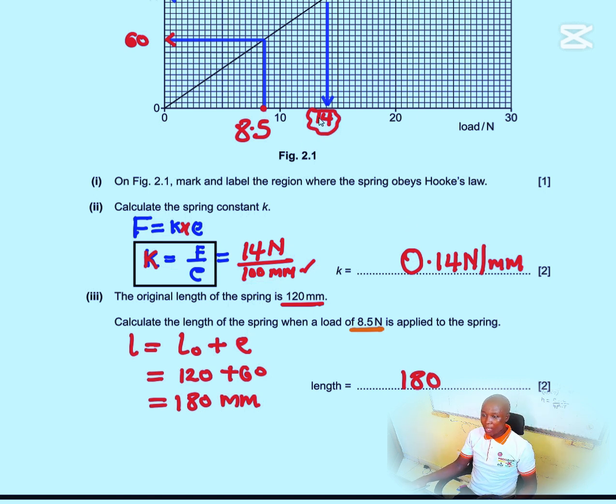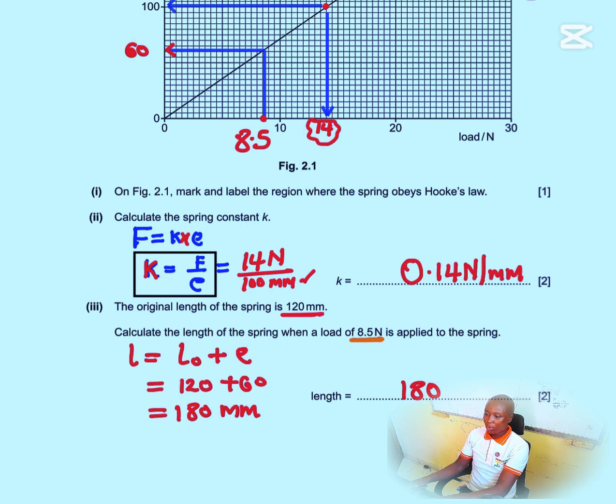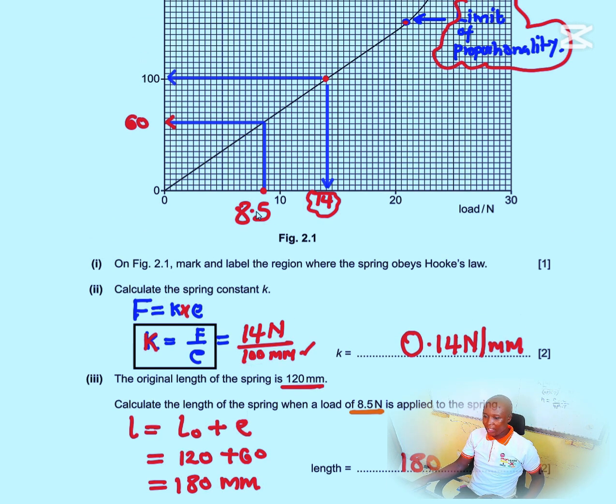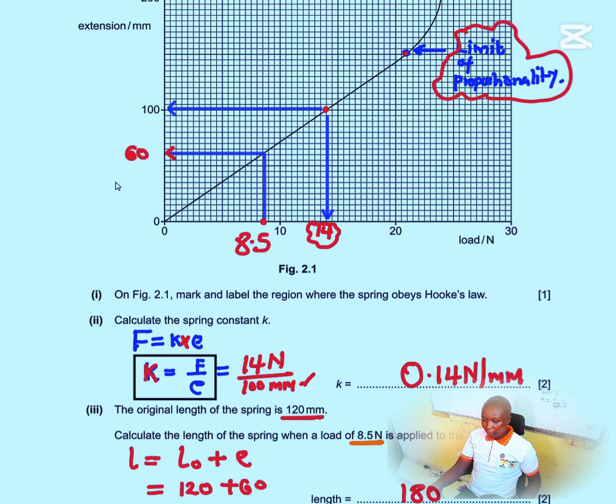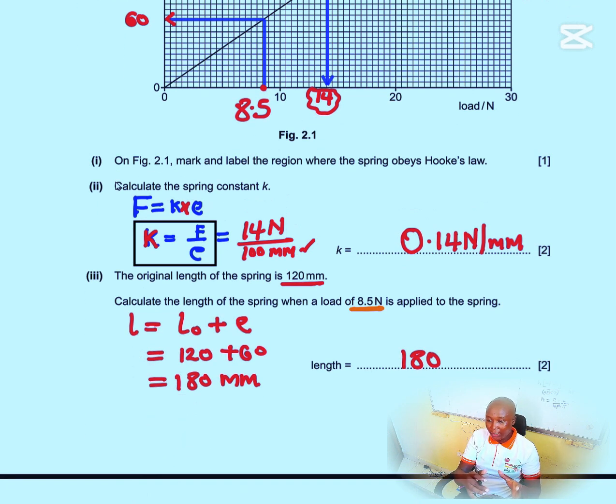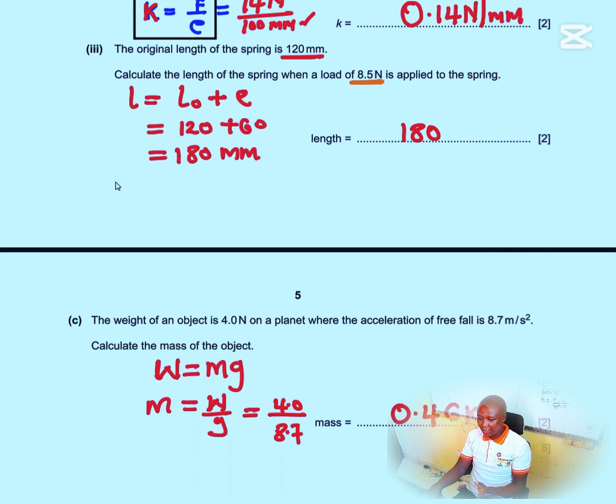So which means we are going to go to our graph. Once we go to our graph, we check where we have 8.5 newtons, and then we read what the extension is when we have a load of 8.5. When I did that, I got 60 millimeters. So for you to get the new length, it will be the original length plus the extension. Extension is by how much it has stretched. So we are going to add 120 plus 60. We are going to get 180 millimeters.